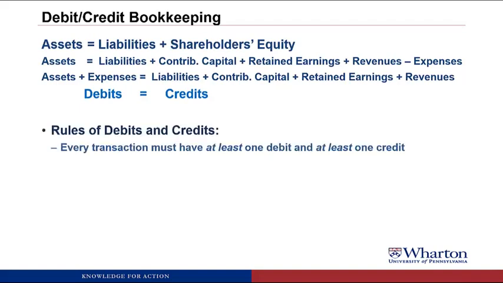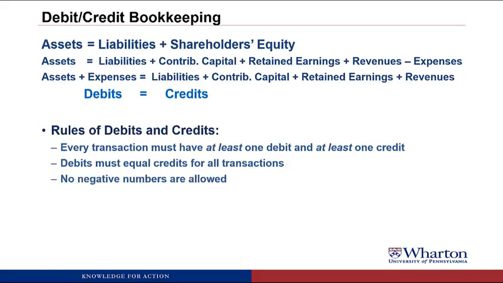There are a number of rules of debits and credits that we have to keep in mind and follow if we want the debits and credits to stand in for the balance sheet equation. First is that every transaction must have at least one debit and at least one credit, which makes sense because if we want debits to equal credits, we have to have at least one on each side in a transaction. Debits must equal credits for all transactions, and as long as that's the case, we'll know that the balance sheet equation will stay in balance.